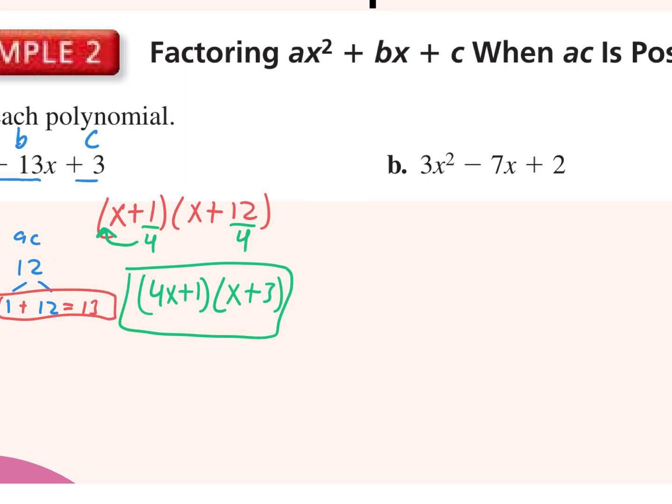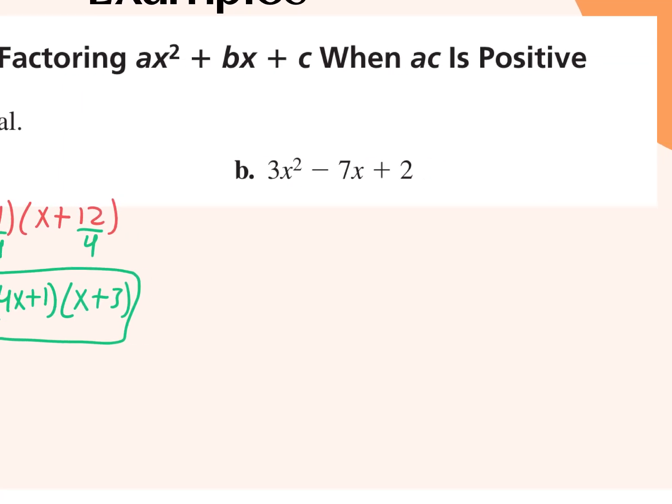All right, let's do the same thing with the next one. Same exact idea. We have an ax squared plus bx plus c. So our a is going to be 3, our b is -7, our c is positive 2. So we're going to do a times c. A times c is going to be 3 times 2, which is 6. So I need factors of 6 that add to -7.